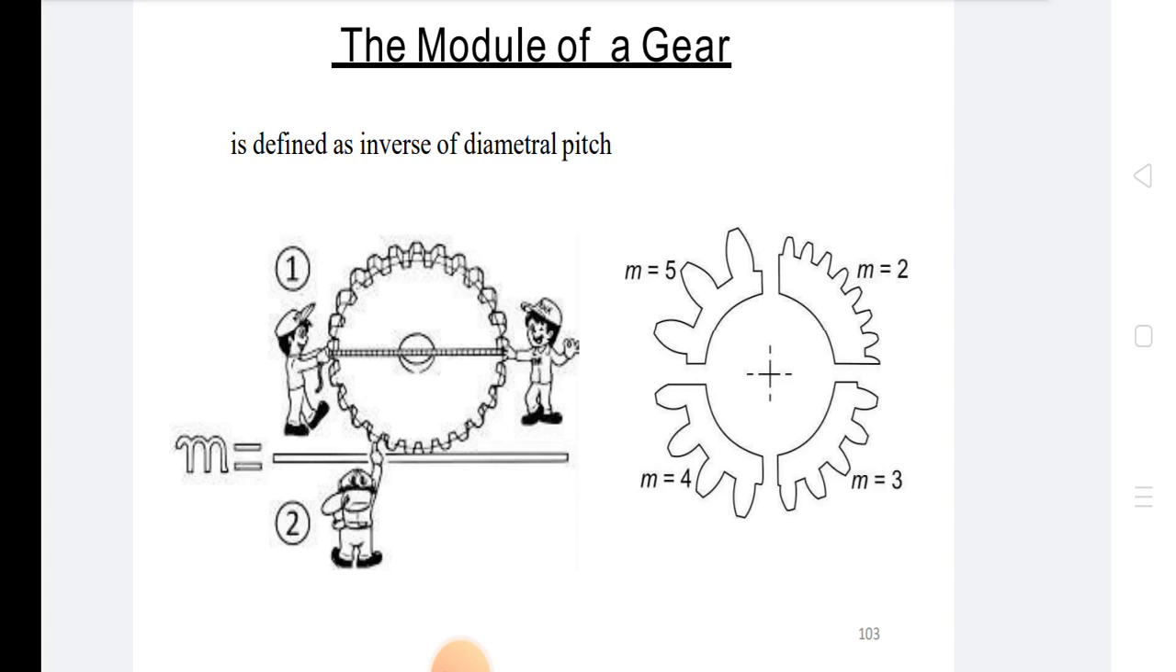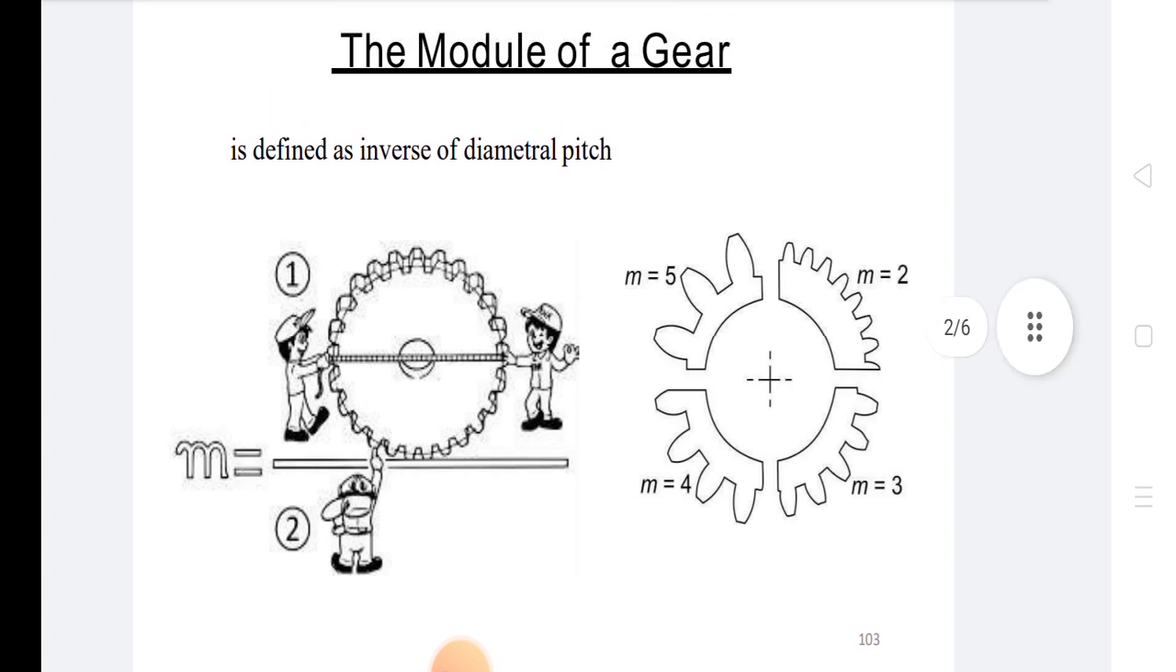So, helical gears are commonly used in high-speed automobile gearboxes, machine tool gearboxes, rolling mills, steam and gas turbines, and other high-speed applications.